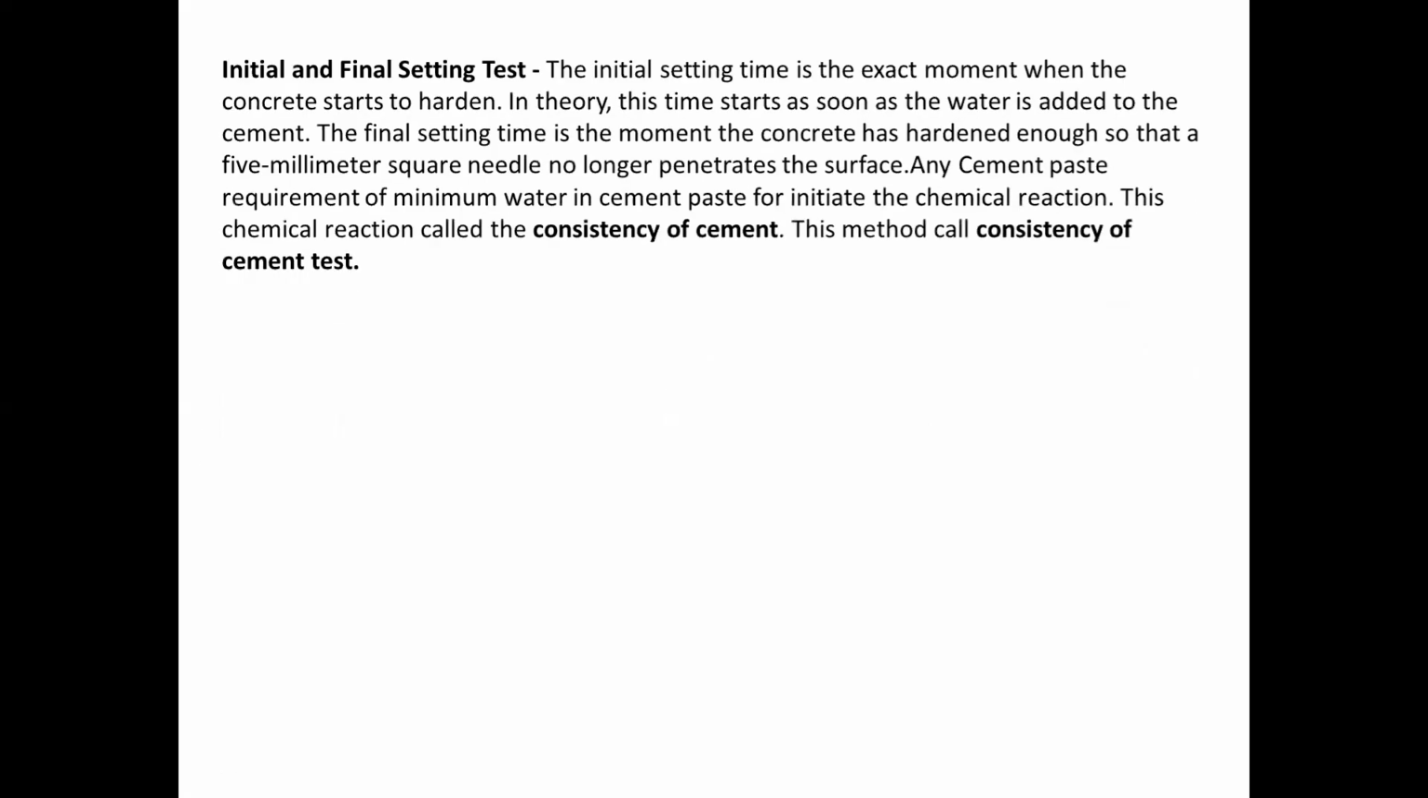The third one, we also have the initial and final setting test, or the initial and final setting of cement. The initial setting time is the exact moment when the concrete starts to harden. In theory, this time starts as soon as the water is added to the cement. The final setting time is the moment the concrete is hardened enough so that a 5mm square needle no longer penetrates the surface. Any cement paste requires a minimum amount of water to initiate the chemical reaction. This chemical reaction is called the consistency of cement. This method is called the consistency of cement test.